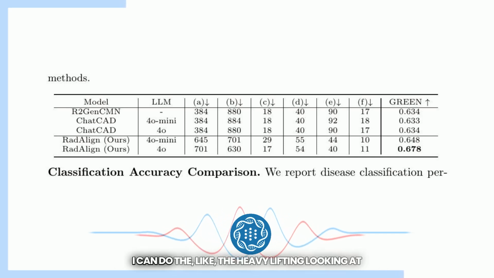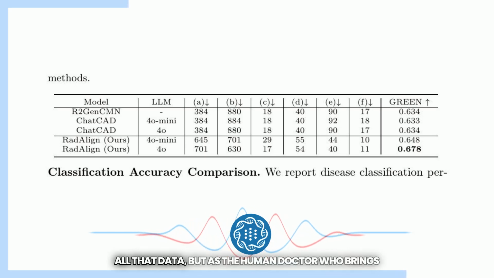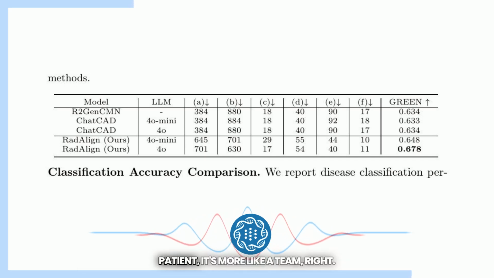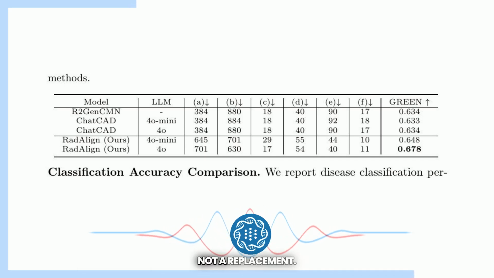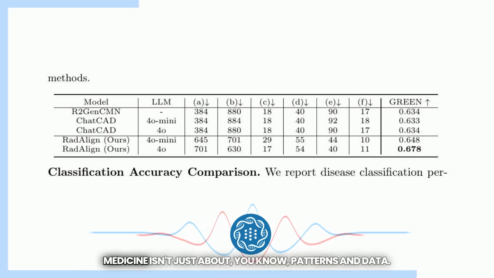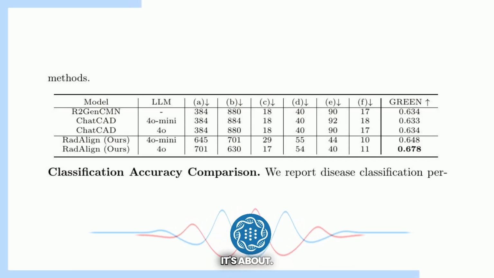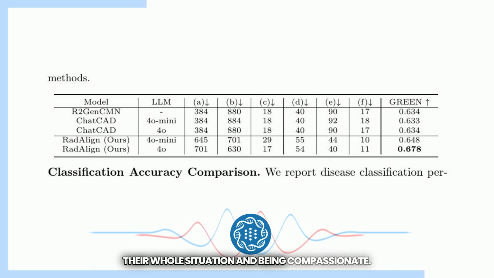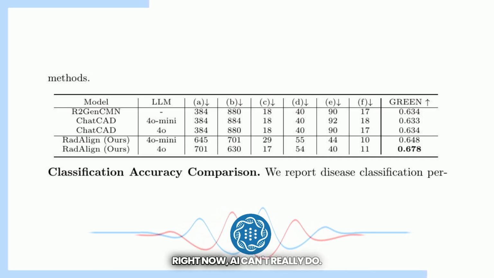That makes sense. AI can do the heavy lifting, looking at all that data, Yeah. but it's the human doctor who brings the experience, the empathy, the understanding of the whole patient. It's more like a team, right? Not a replacement. Yes, exactly. Medicine isn't just about patterns and data. It's about understanding each individual, considering their whole situation, and being compassionate. Those are things that, at least right now, AI can't really do.